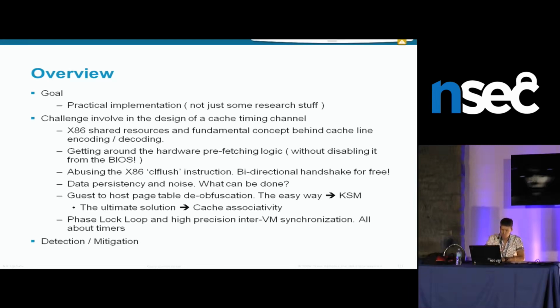Then we will look at the persistency of data, the noise that is present on the host, in the guest, in the VM, and so on. Then we will also take a look at the guest to host page table deobfuscation. Sounds complex, but I'll show you what it is. It's not rocket science. At the very end, I'll show you my implementation of phase lock loop and high precision timer. This is the key aspect for that thing to work.